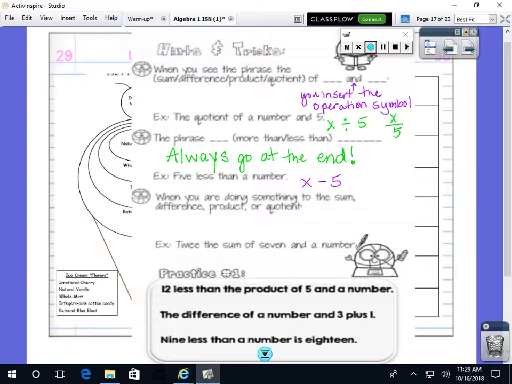Okay, next hint. When you are doing something to the sum, difference, product, or quotient, you always put parentheses around the operation. And we'll talk more about what that means in an example.